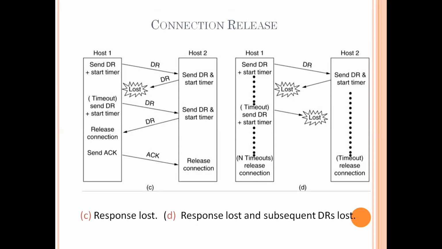In the next figure, host 1 sends the data release to host 2. Host 2 sends the data release to host 1, but it is lost in the intermediate. That's why it waits for a timeout and again sends the data release. Again, the data release sent by host 1 is lost. Then host 2 doesn't receive the data release from host 1. That's why it waits up to some timeout and after that it releases the connection. Similarly, host 2 also waits for the timeout for n retransmissions and then releases the connection.